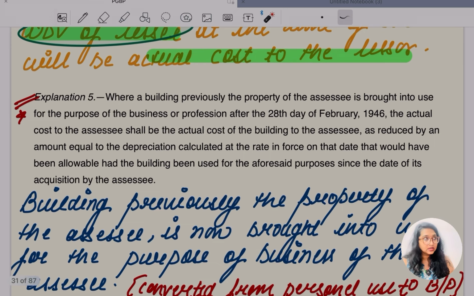Okay, so don't get confused. Explanation 3 is different, explanation 4 is different, explanation 4A is different.